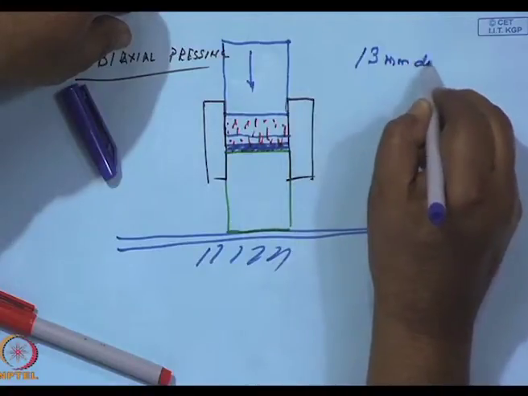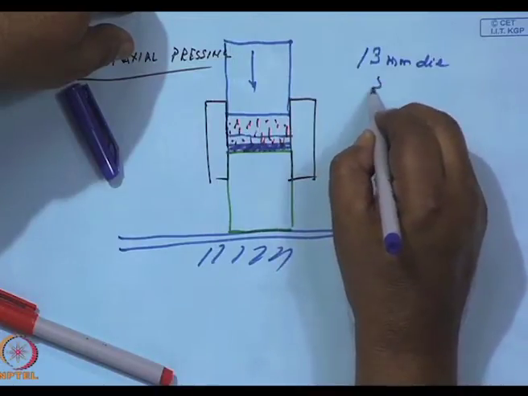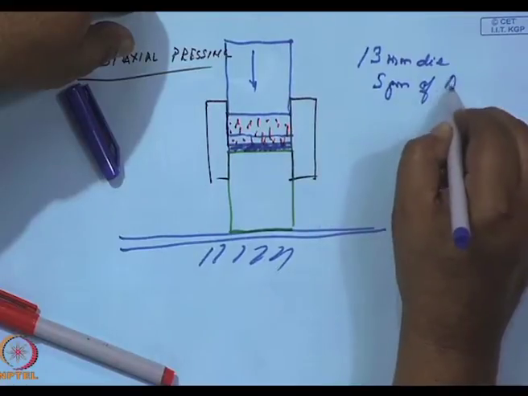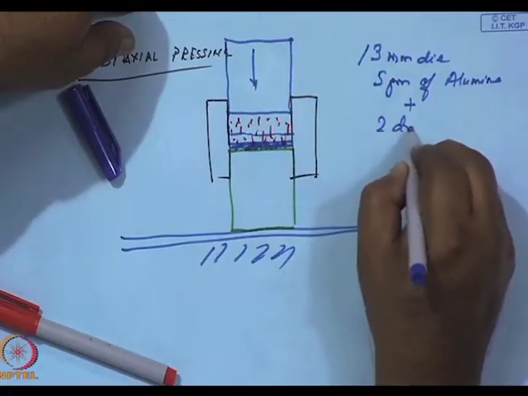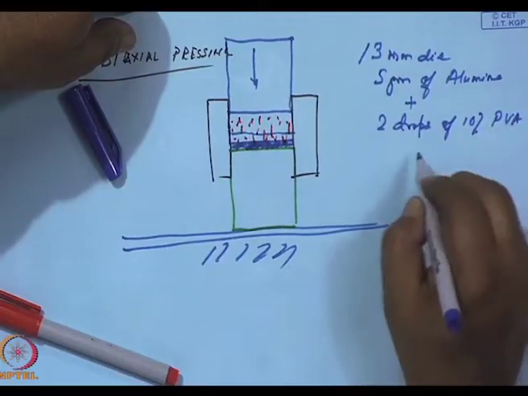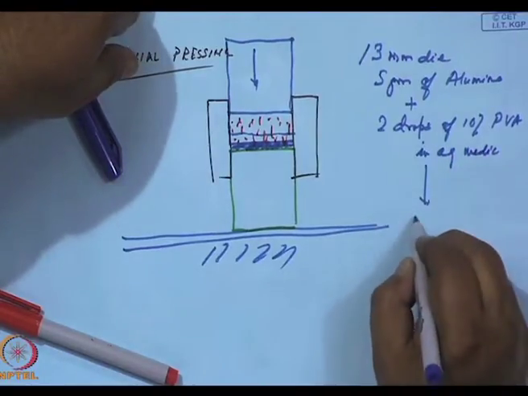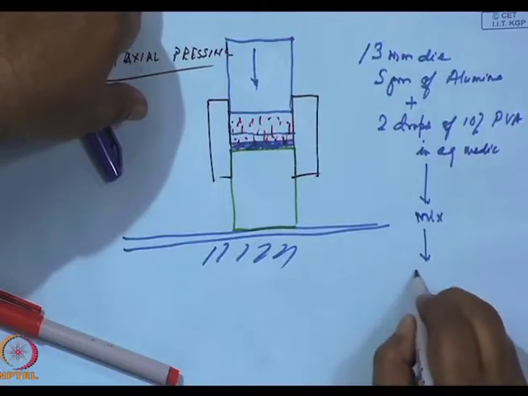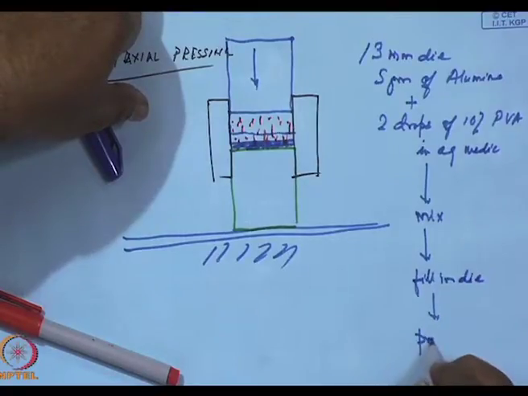Now, to give you a real life example, if I am using a 13 millimeter die and I take say 5 gram of alumina, I will add to it 2 drops of 10% PVA in aqueous media. Mix and then fill in the die and then press.